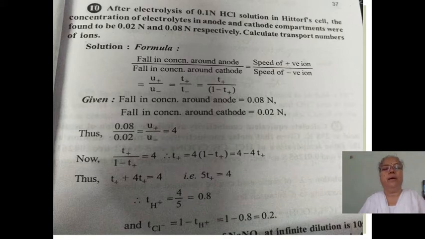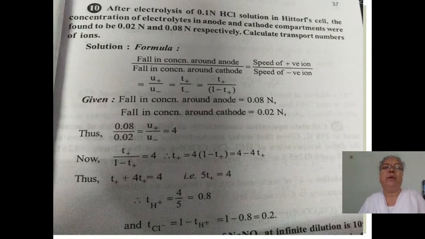what is the nature of the graph for these four types of titrations that you have learned, as well as you know the principle of the conductometric titration: the conductance of a solution depends on the number of ions present in the solution and the mobility or speed of the ion that you have studied.